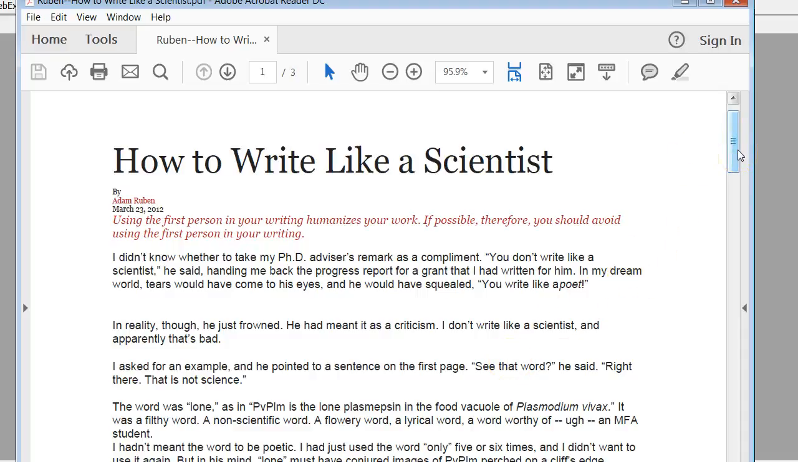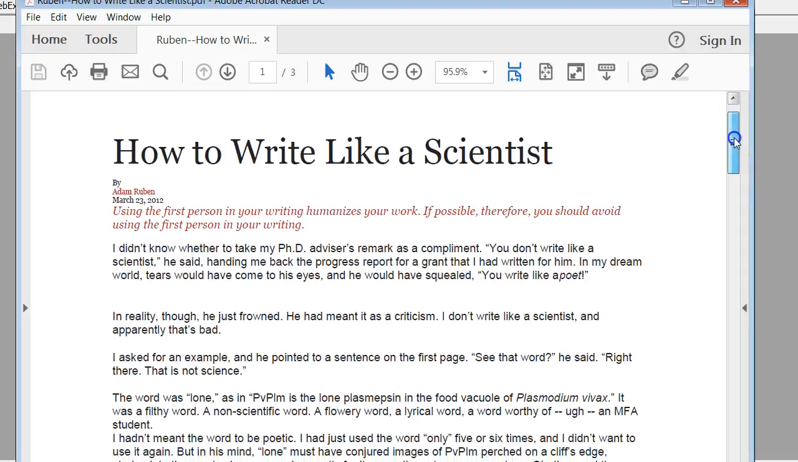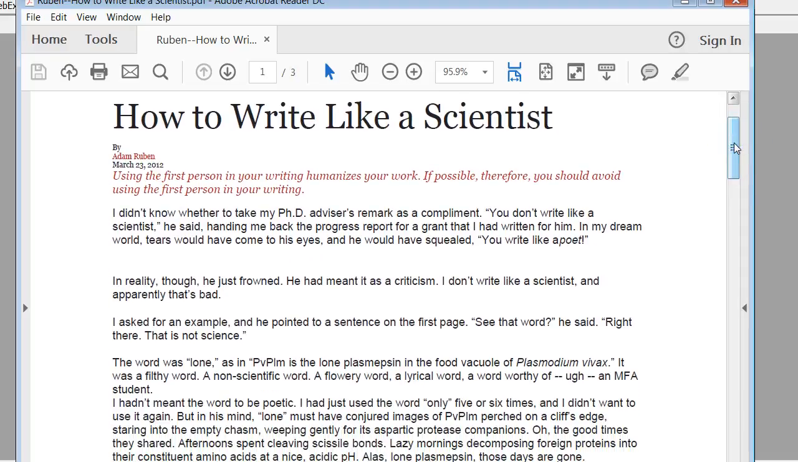His argument in this piece is that using the first person in your writing humanizes your work. And then, of course, his PhD advisor brought up that, if possible, therefore, you should avoid using the first person in your writing. He also brings up that Mr. Rubin should be avoiding using words such as lone. Rubin uses the word lone in a piece of his work, and apparently his advisor says that's a very bad thing. He says, see that word right there? That is not science.